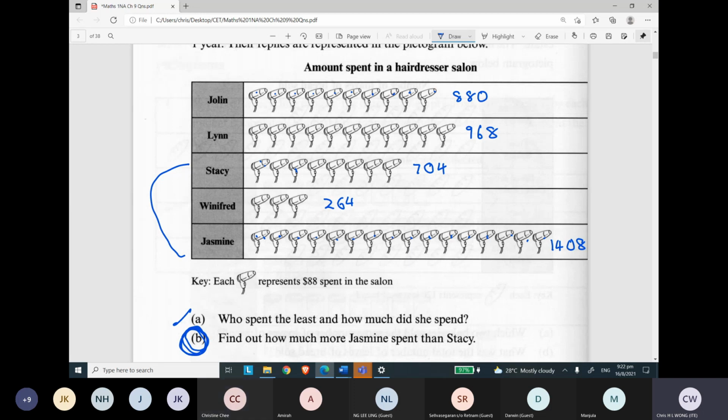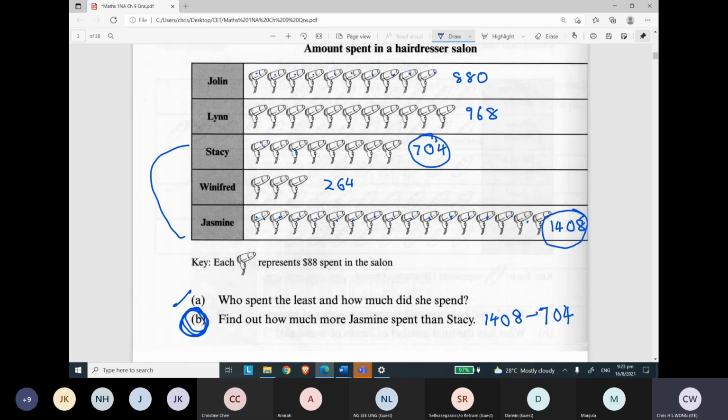What does it mean? Find out how much more Jasmine spent than Stacy. We want to know how much more. So when you want to find how much more, you just have to minus only. You just take this one, 1408, which is Jasmine, right? Stacy spent how much? Stacy spent 704, right? So minus 704. That's the answer.